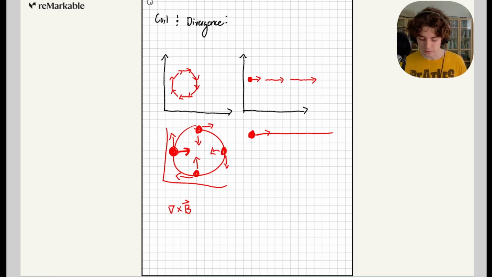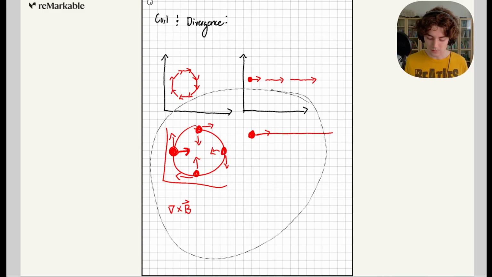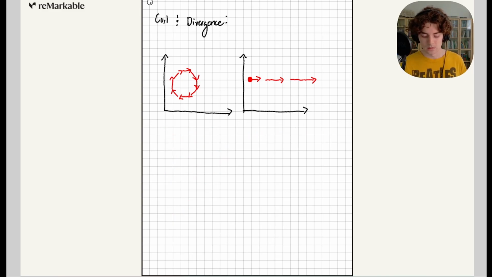Similarly, for divergence, if your ball is getting faster in the direction it's already moving, you can consider that to be diverging away from its current position. And that's how I like to think of those two.